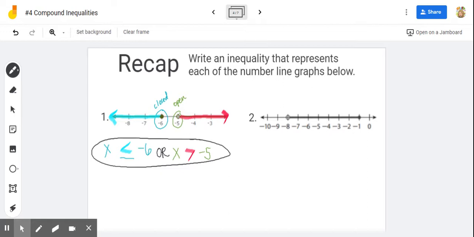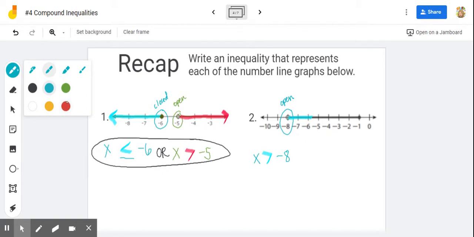All right. Now, number two, however, does not look like this. So we're going to, again, take a look at those pieces. So on this left side, I see that I'm an open dot at -8. And which way am I shading? Well, I'm shading to the right of -8. So I'm going to go ahead and use my symbol here. Since I am open, there is no underline, ladies and gentlemen. So I'm just going to put my x.